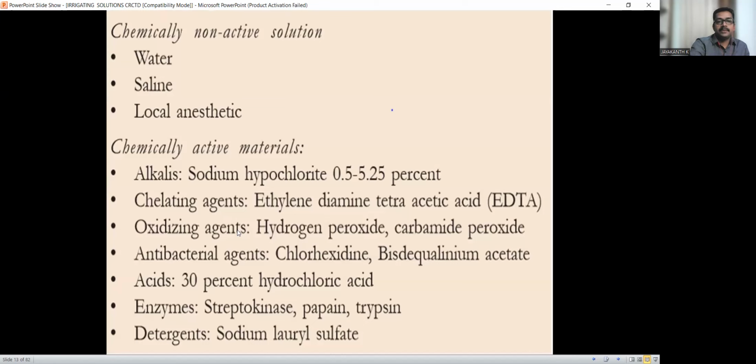Again, I would like to repeat these points. Chemically non-active solutions include water, saline, and local anesthetic, whereas chemically active materials include alkalis like sodium hypochlorite at 0.5 to 5.25% concentration, then chelating agents like EDTA. The expansion of EDTA is ethylene diamine tetraacetic acid. Then oxidizing agents like hydrogen peroxide and carbamide peroxide, antibacterial agents like chlorhexidine and bis-dequalinium acetate, then acids, then enzymes like streptokinase, peptidase, and trypsin, then some detergents like sodium lauryl sulfate.